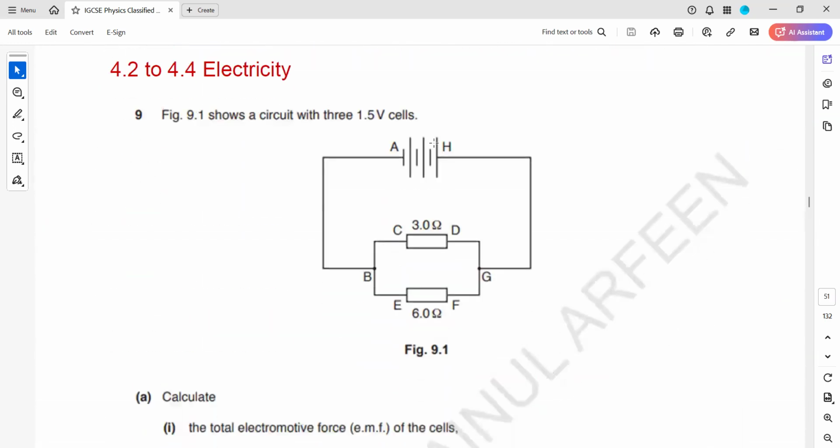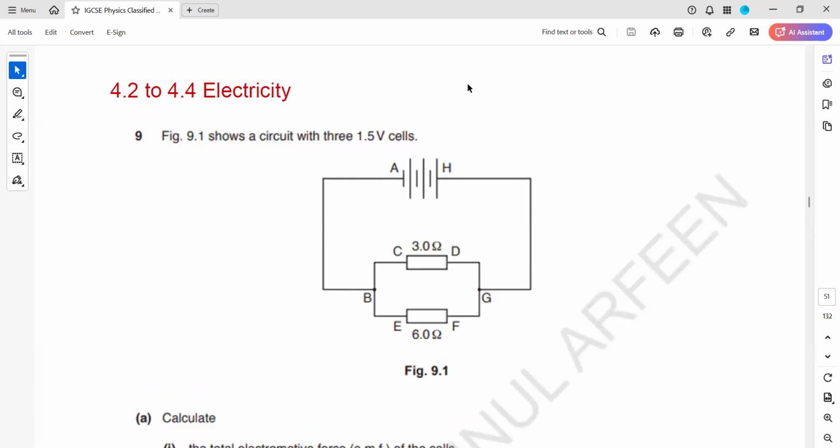Another question related to electricity. Figure 9.1 shows a circuit with 1.5 V cells. Like there are 3 cells: positive, negative, positive, negative, positive, negative. Each cell is 1.5. What will the total be? 3? Wrong, 3 cells are there. So 4.5, because each cell is 1.5 and there are 3 of them. Clear?